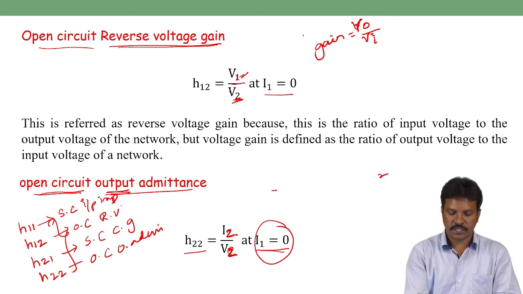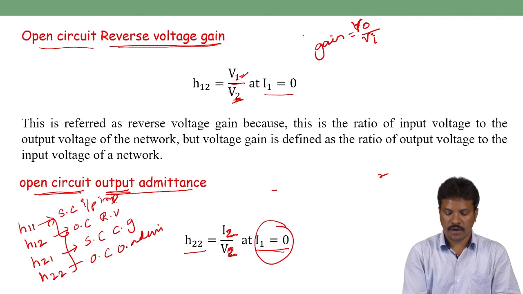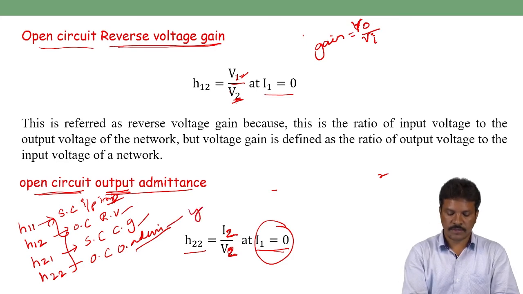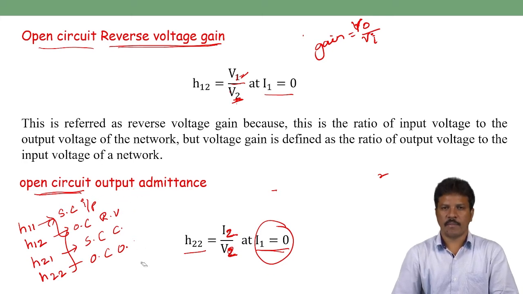So here, if you see this first parameter, the units are impedance. Second parameter, reverse voltage gain, no impedance. Current gain, no impedance, and admittance. So here, Y parameter units and H parameter model units are combined together, so we can call it the hybrid parameter.